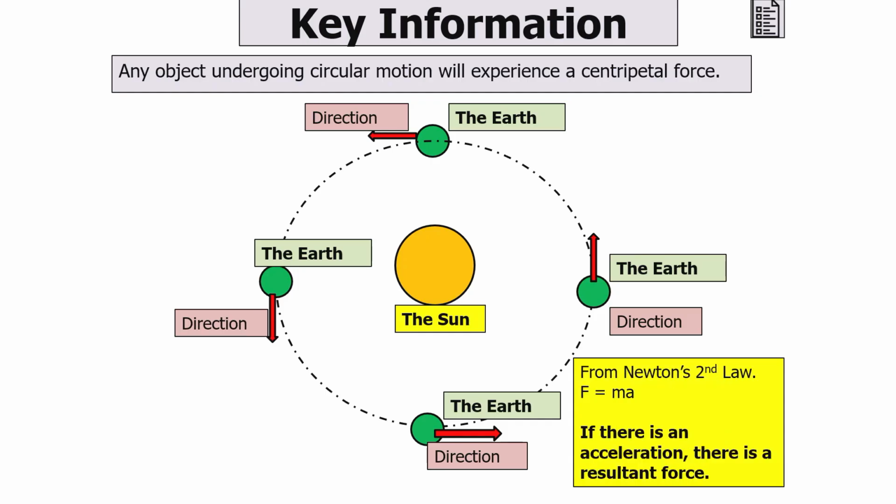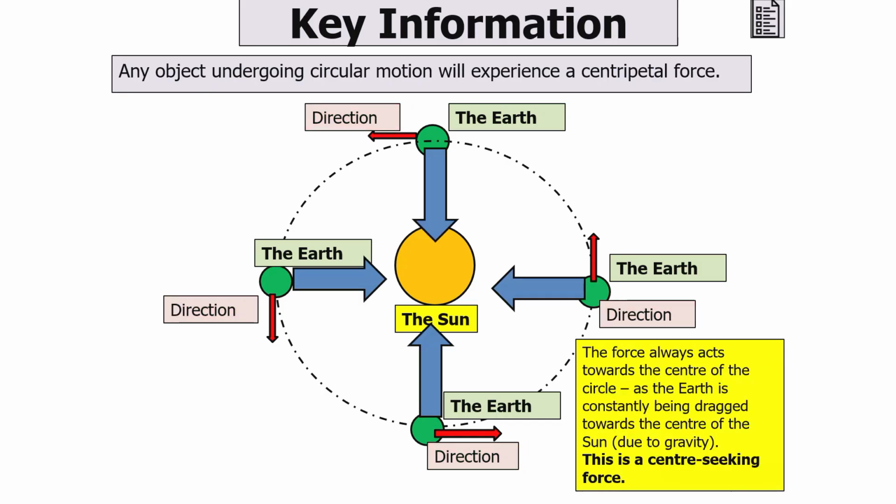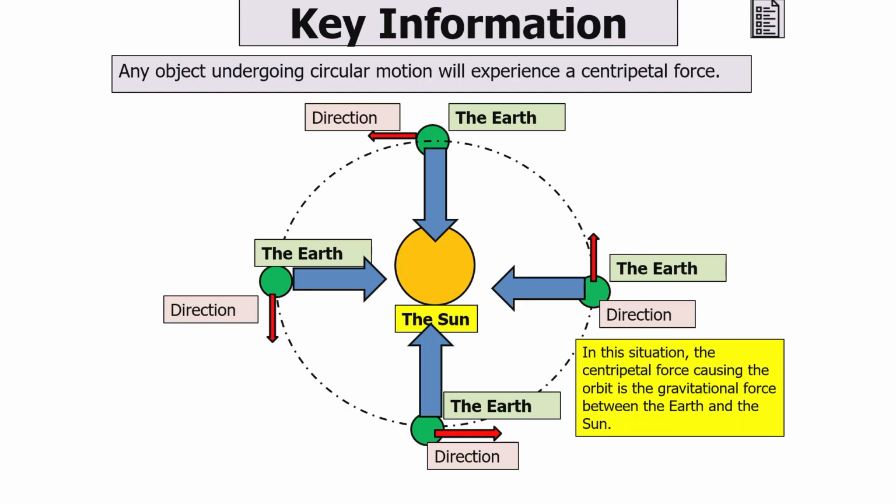Now from Newton's second law of motion, we know F equals ma. So if there's an acceleration, there's a resultant force, and not only that, the acceleration and force are directly proportional. This resultant force always acts towards the centre of the circle, so the Earth is constantly being dragged towards the centre of the Sun due to this gravitational attraction, so it's a centre-seeking force. In this situation, the centripetal force causing this orbit is the gravitational force between the Earth and the Sun.